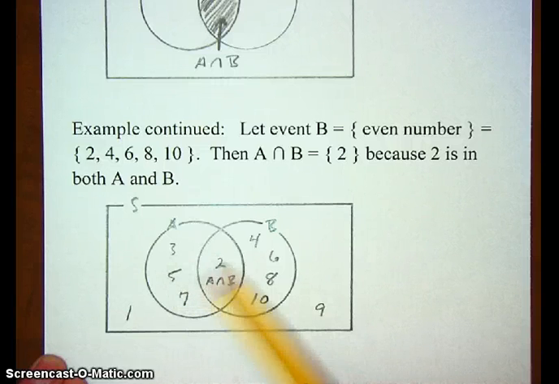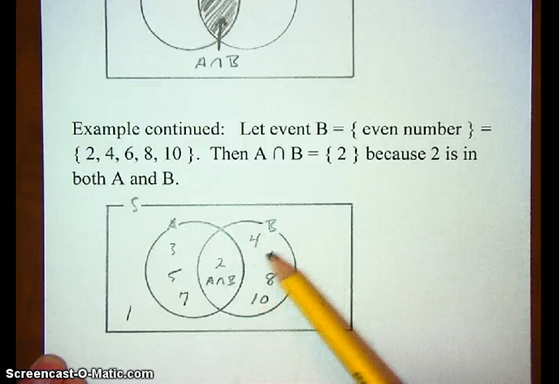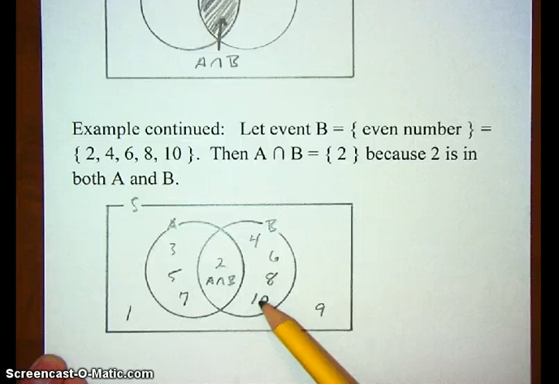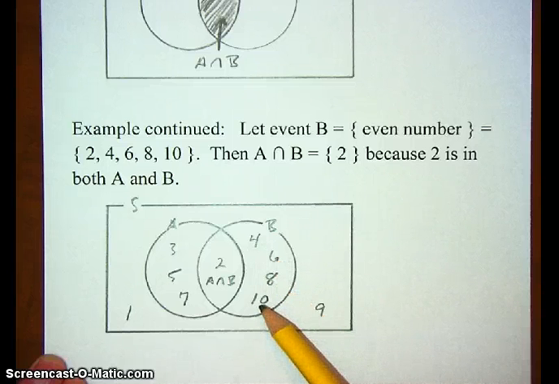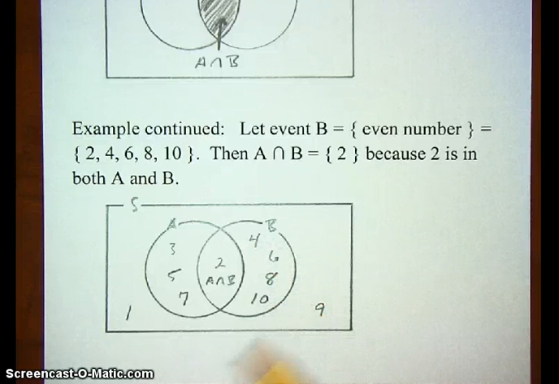They are in A, but they are not in B. And then I have the 4 other outcomes that are in B, 4, 6, 8, and 10, out here in this part of the B circle. It doesn't overlap with A. So these are values that are in B. They're outcomes that are in B, but they are not in A. So they go out in that part of the circle for B. And then outside the 2 circles, I have the other 2 outcomes that are in the sample space, 1 and 9. So they lie outside both circles.